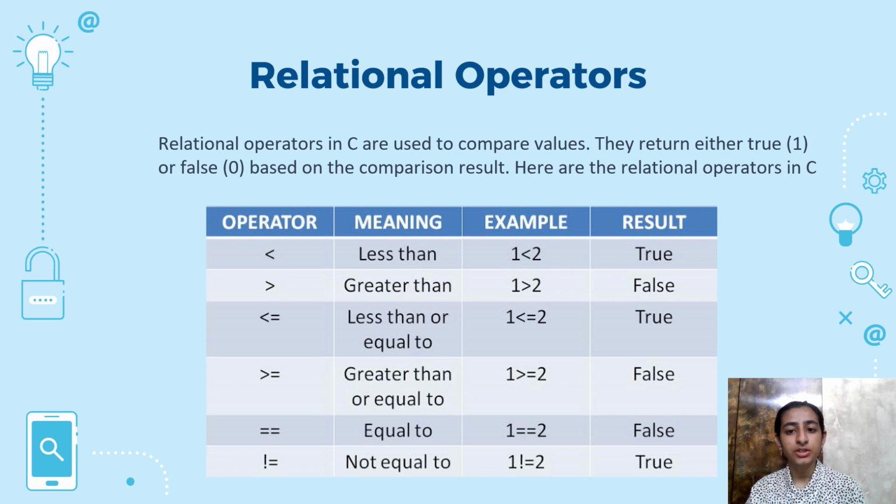Next, we have relational operators. Relational operators in C are used to compare values. They return either true, that is 1, or false, 0, based on the comparison result. Here are the relational operators in C. Less than, greater than, less than or equal to, greater than or equal to, and not equal to.